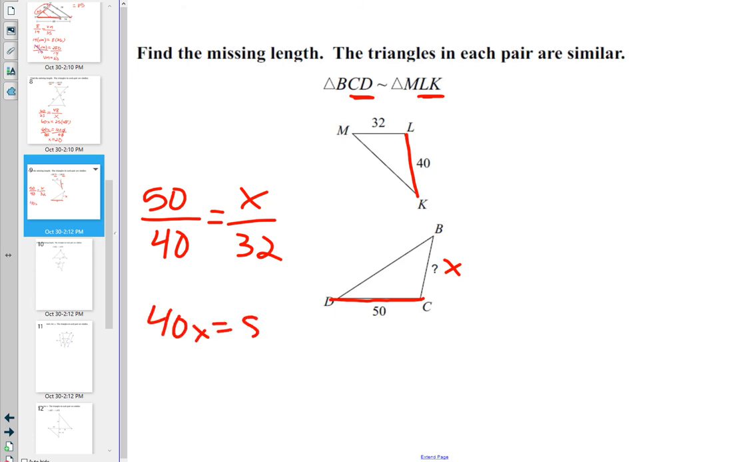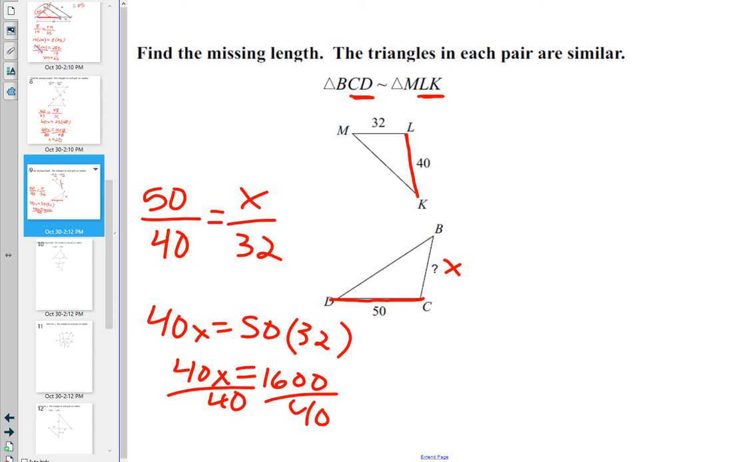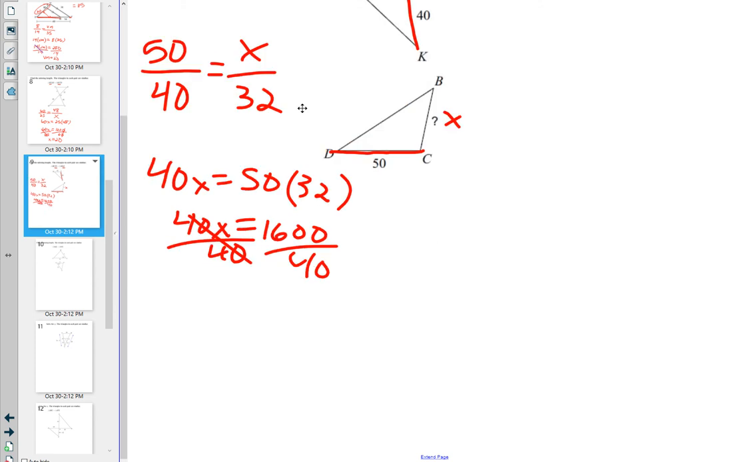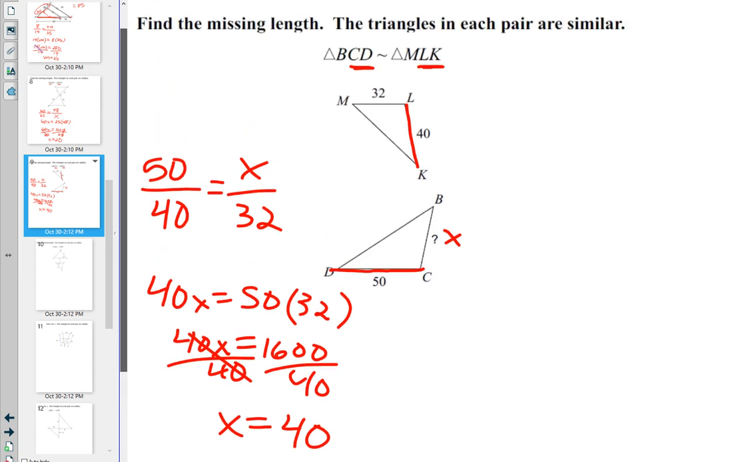40X is equal to 50 times 32. That should be 1600. 40X is equal to 1600, divided by 40. Is that also 40? Yep. And also to be clear, there was no X here to begin with. They didn't put an X, I just used an X. Even more so for a reason like this for a Google form, don't put the X equals. Put the 40.